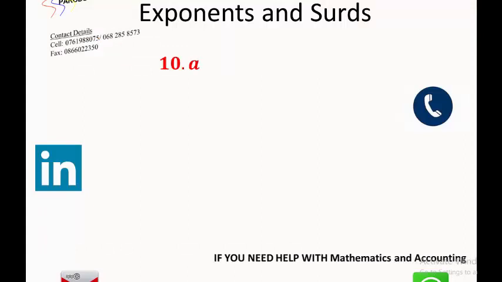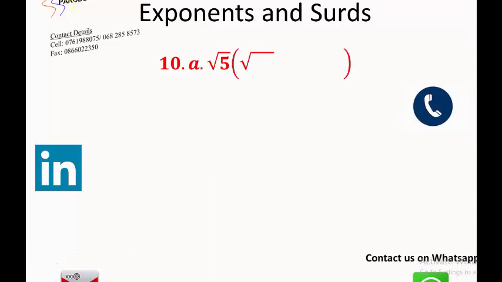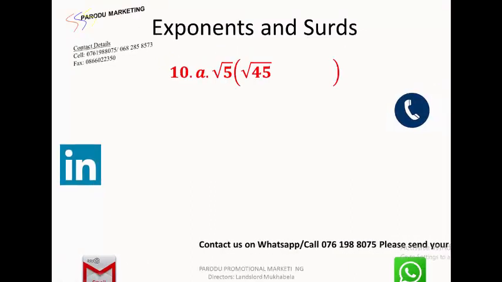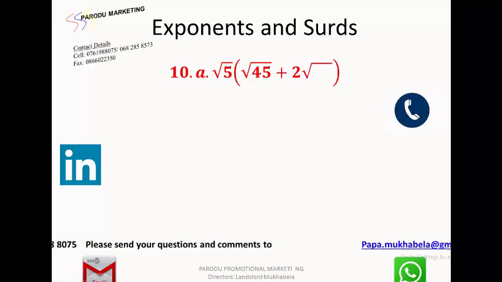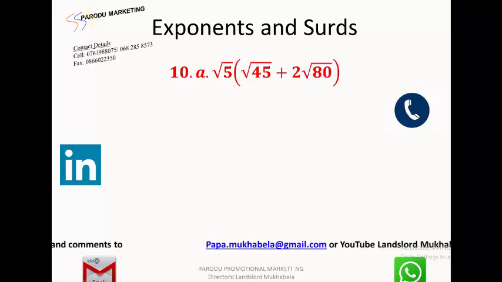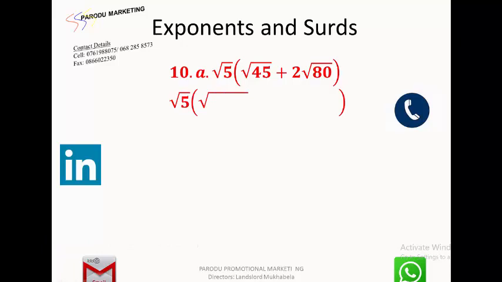That was question 10. We rewrite the expression. Remember, the square root of 5, it's a radical, right? So radicals can be seen as your variables at times, right? So bear that in mind. So let's just start breaking it down.